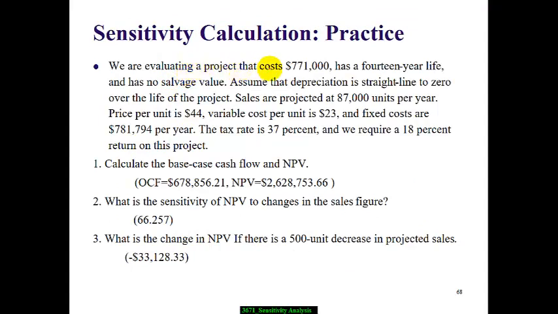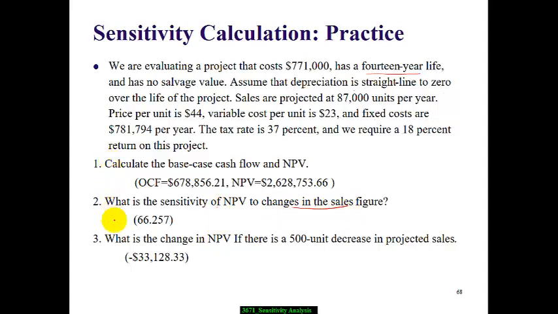Here's our practice for sensitivity analysis. We have a project costing $771,000. It has a 14-year life, no salvage value. Depreciation follows straight line to 0. Sales are going to be 87,000 units. Price per unit is 44. Variable cost per unit is 23. Total fixed cost is 794 per year. Tax is 37%. Discount rate is 18%.